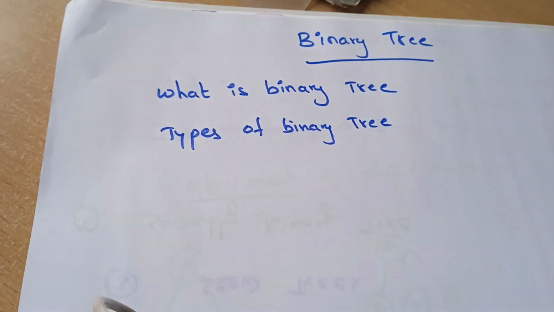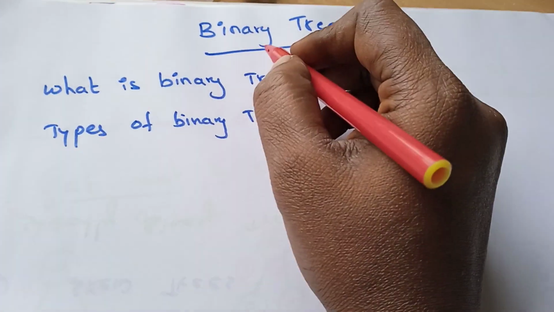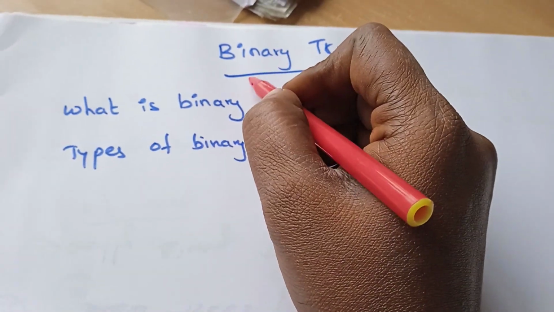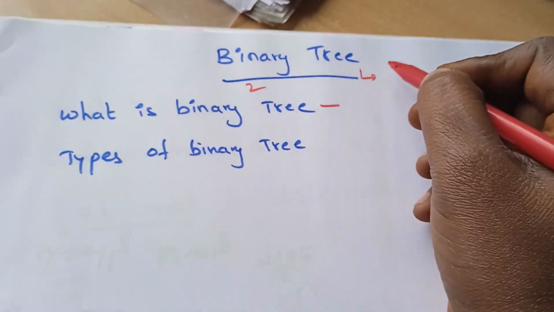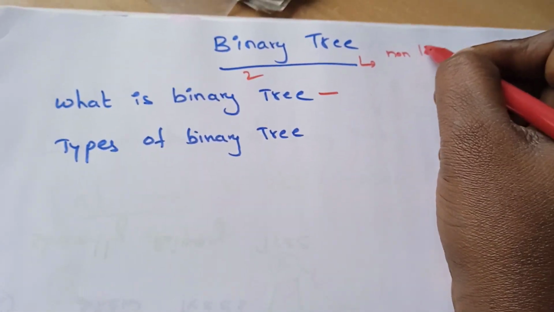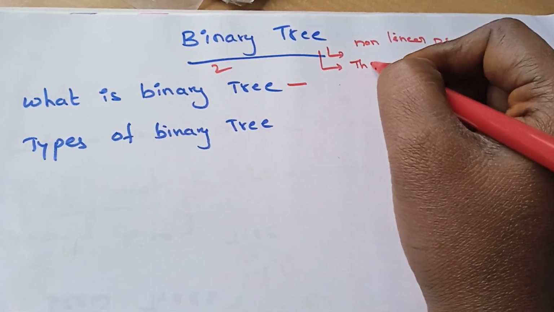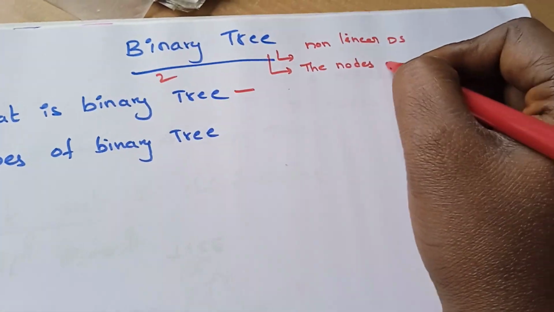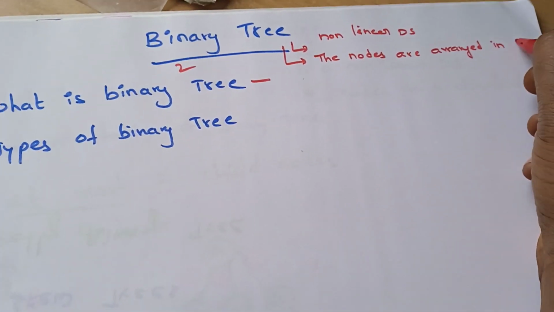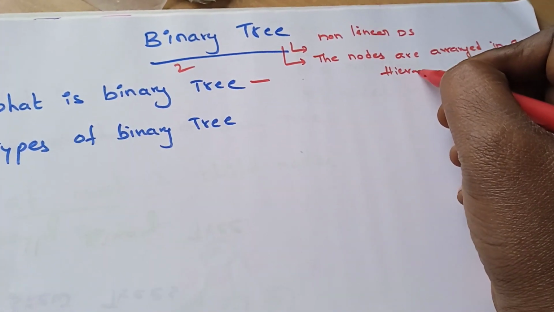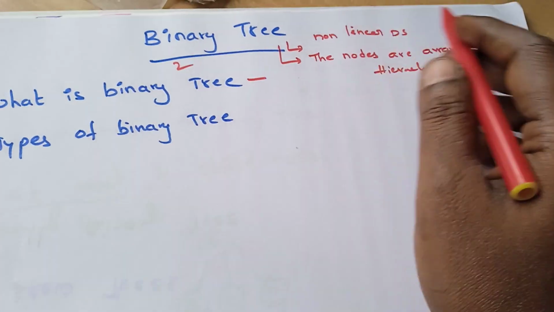Okay, now let's look into what is a binary tree. Binary tree, the name itself tells. Binary means two. Tree is a non-linear data structure where the nodes are arranged in a hierarchical fashion, without a closed loop. This is what a tree is.